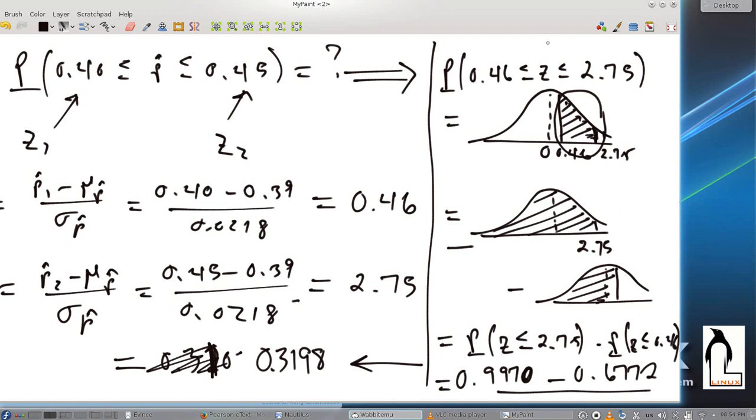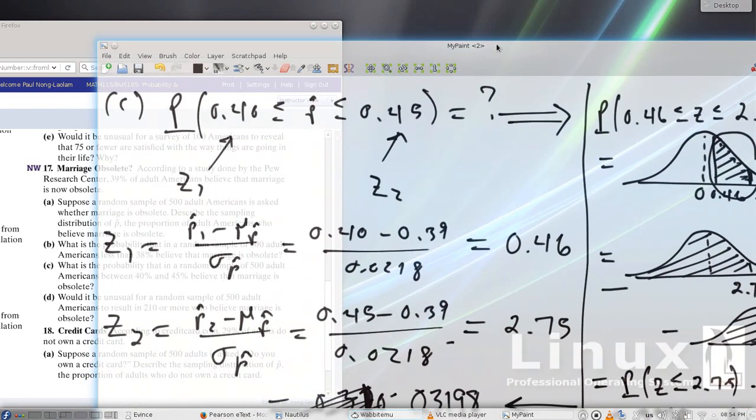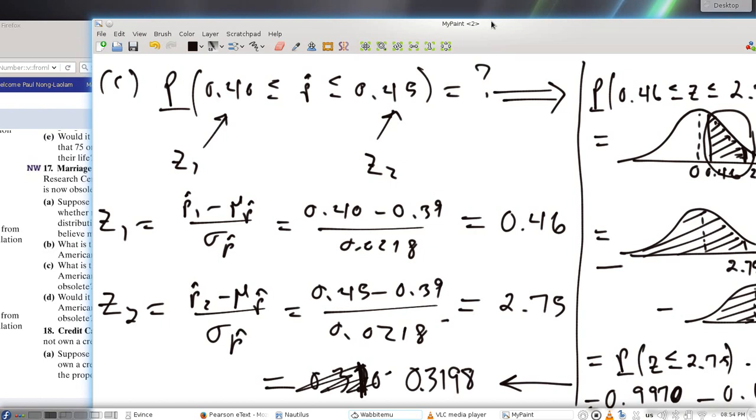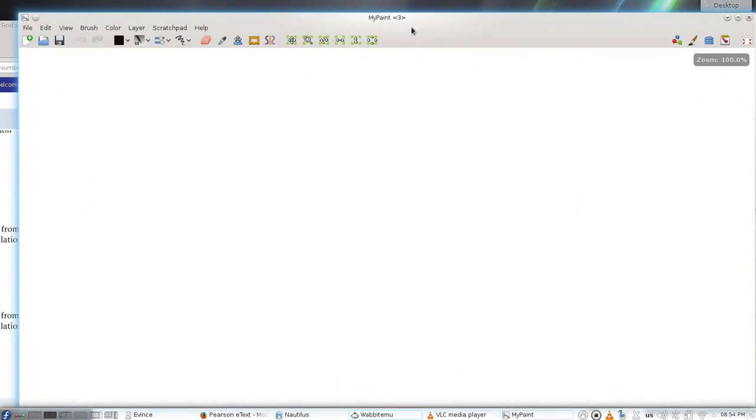And I think the last problem is quite straightforward too. It just pretty much asks, would it be unusual for a random sample of 500 adult Americans to result in 210 or more that believe that marriage is obsolete? Well, let's figure that out. Okay, so we want to find out if it is unusual.